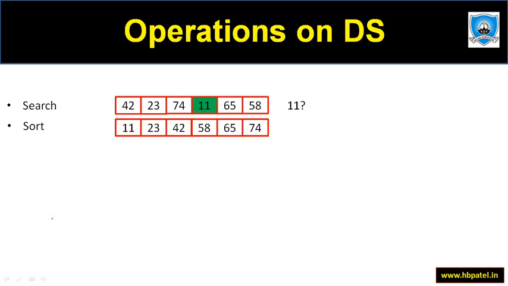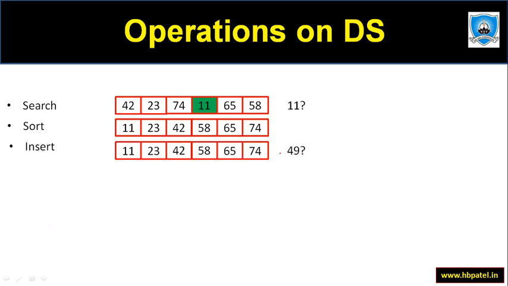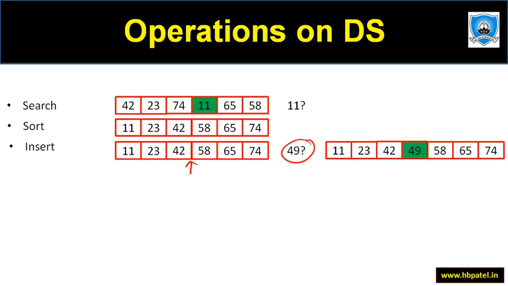Third operation is about inserting any element. For example, on sorted data I wish to insert 49. So you can see 49 would go somewhere over here between 42 and 58. So what we'll be doing, as we have discussed, 74 will be shifted, then 65 will be shifted, then 58 will be shifted, and the hole is created wherein we'll be pushing the new element that we wish to insert. So the next particular operation is insert. Then same way you can do delete also.